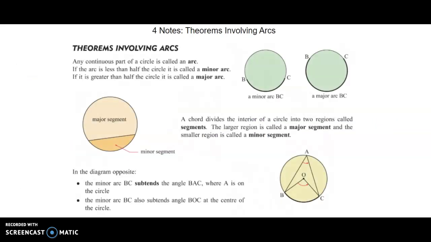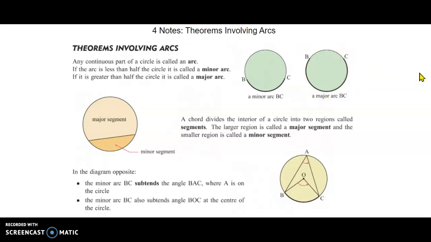All right. So we're going to talk about the different types of arcs here. Theorems involving arcs. It says any continuous part of a circle is called an arc. So this is an arc, this is an arc, this whole thing is an arc, and we can call them a minor arc or a major arc. A minor arc is an arc less than half of the circle. Half of the circle is right here, and BC here is less than that. If it's more than half of a circle, then BC is a major arc. Okay, so these are just vocab.